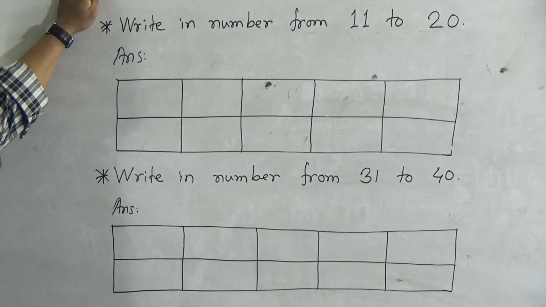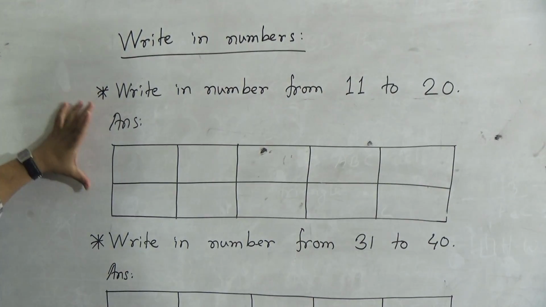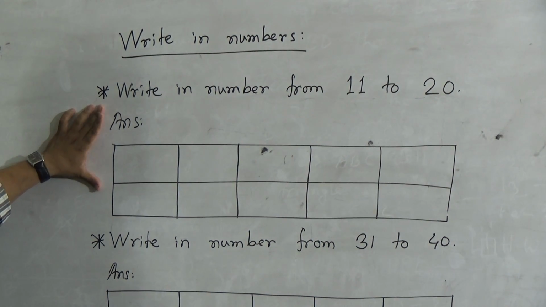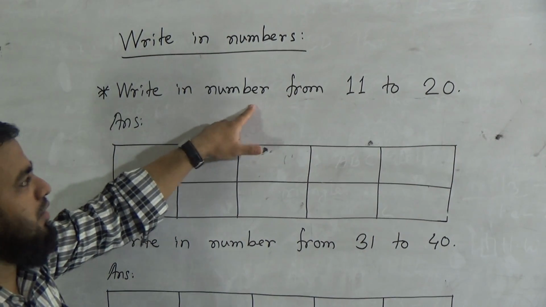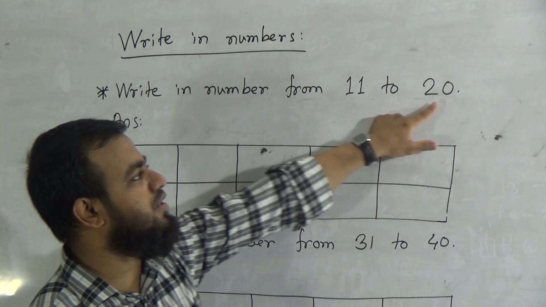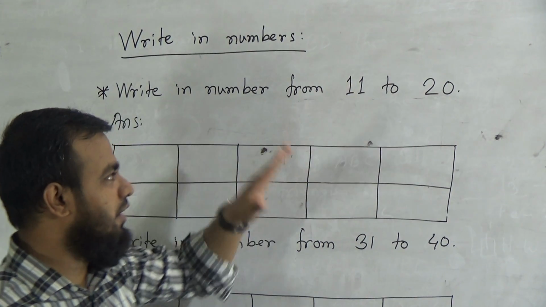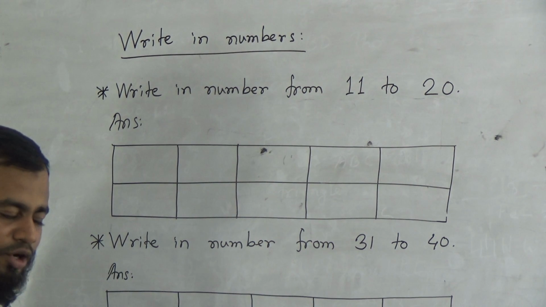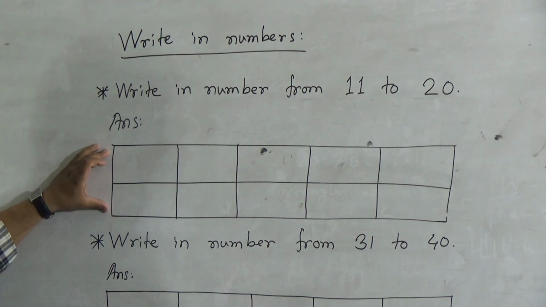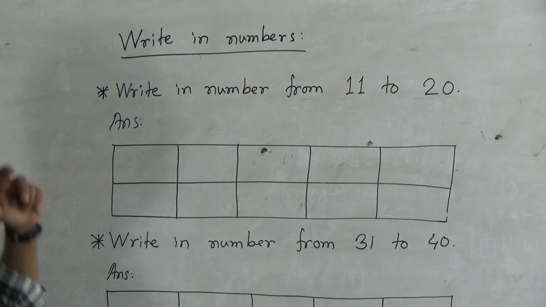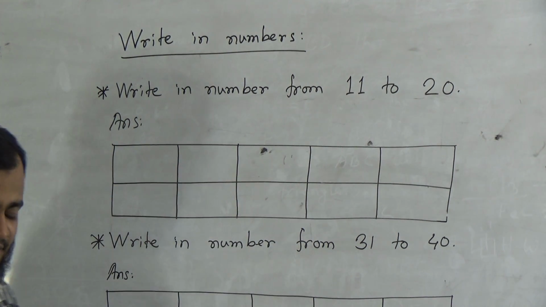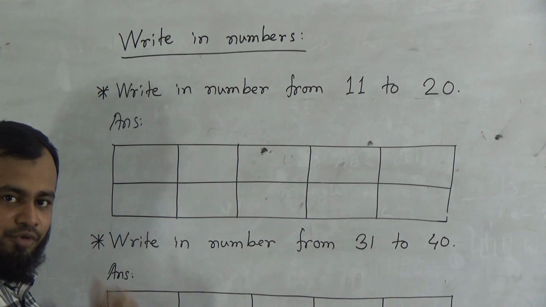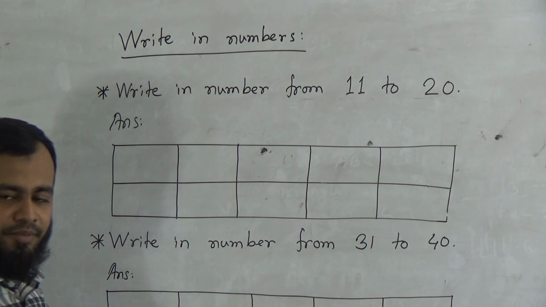In the question paper you will get questions like these. Suppose this is your question: write in number from 11 to 20. That means you need to write down the numbers from 11 to 20 in these boxes. The boxes will be given, the question will be given. You need only to fill up these boxes. And dear students, you need to write down from left to right to fill up these boxes.